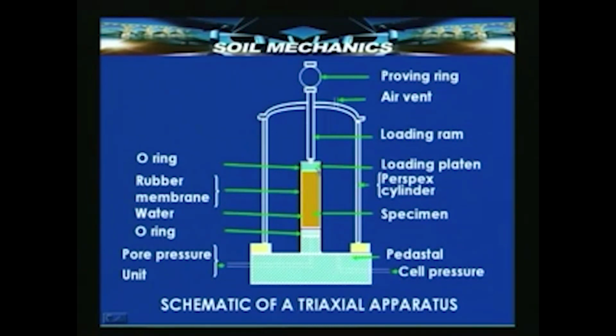On top of the specimen here, we have a loading platen, and so also at the bottom. At the bottom, in the pedestal, there is also an outlet which goes to the pore pressure measuring unit, and there is a pipe here which goes into the soil specimen. So, the pore pressure inside the soil specimen gets reflected here in the pore pressure measuring unit. Then there is a rubber membrane which holds the specimen in place. Then of course, we have an air vent to ensure that the water through which the lateral pressure is applied is free of air, and then we have the proving ring to know the vertical load applied.